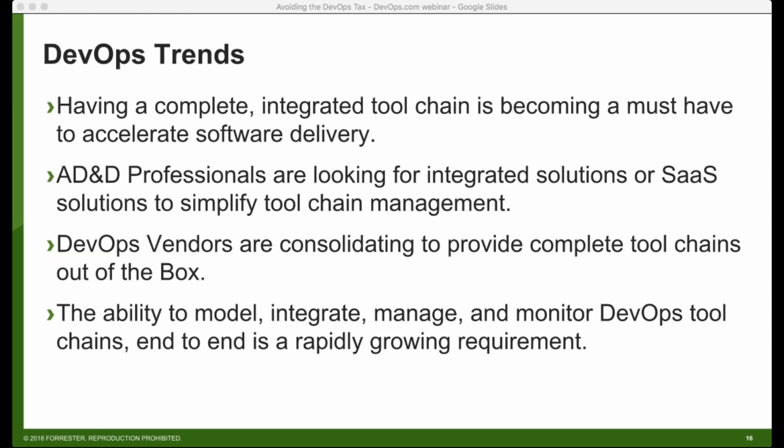Application development delivery professionals are looking for integrated solutions or SaaS solutions to simplify tool chain management. The idea of managing all these servers on your own is complex. There are so many servers running under people's desks just chewing up compute time. If you could have a self-provisioning system or a SaaS-based system where the developer can just instantiate it, or the test team can instantiate it, that's much better than having to request an IT team to provision something for you.